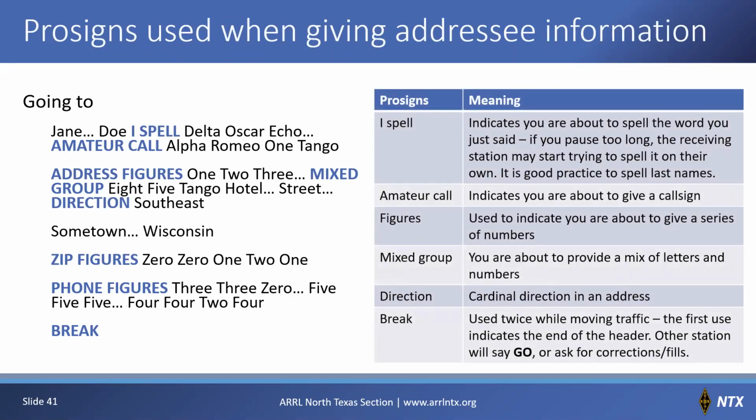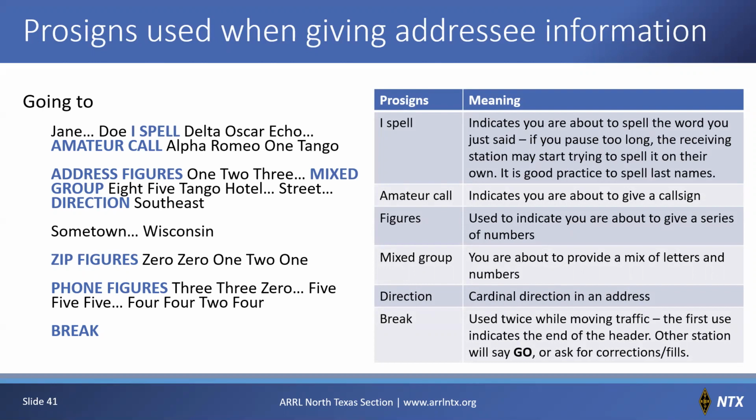So that's our introduction to some pro words, and that was a lot, so I'll slow it down. I spell indicates you're about to spell whatever it is you just said. This is a good practice for last names. It can be good for first names too, like John. Is it Jon? Is it John? Whatever you're going to spell, make sure you start spelling it soon. If I go Jane Doe, I spell, well, at that point, you've probably written something down on the other end. So it's Jane Doe, I spell Delta Oscar Echo. That way the station can go ahead and get it.